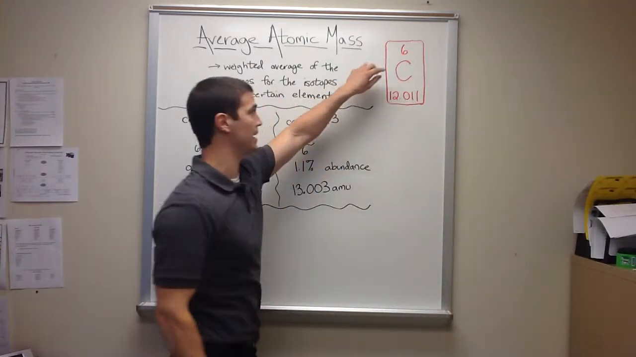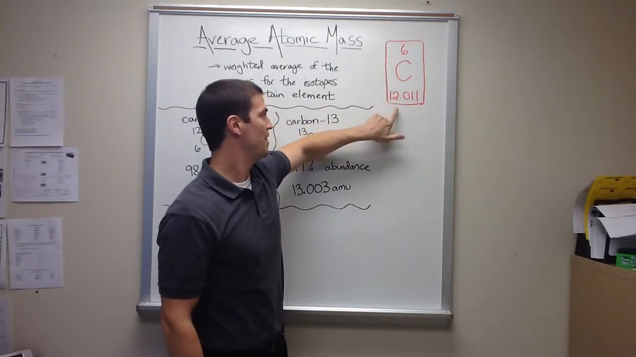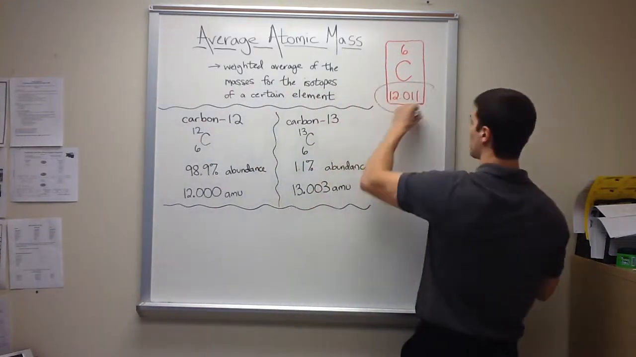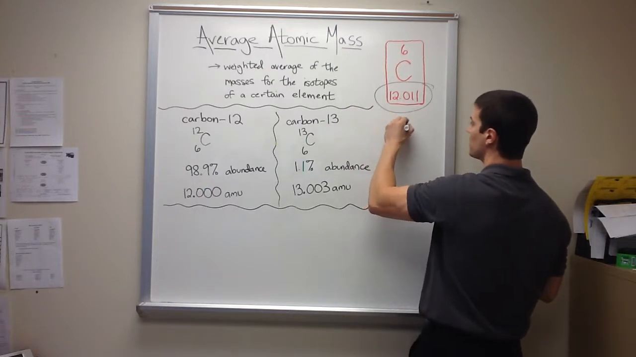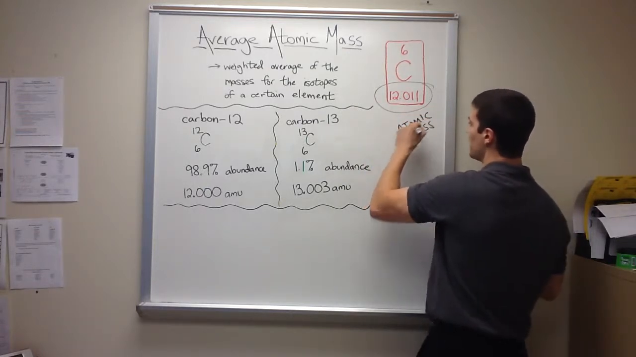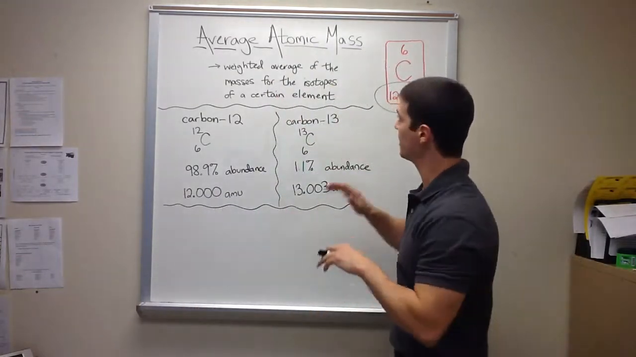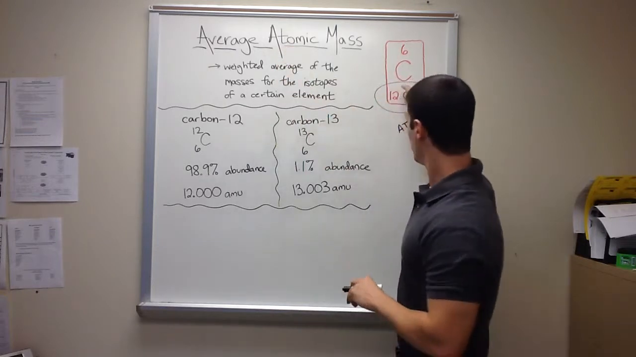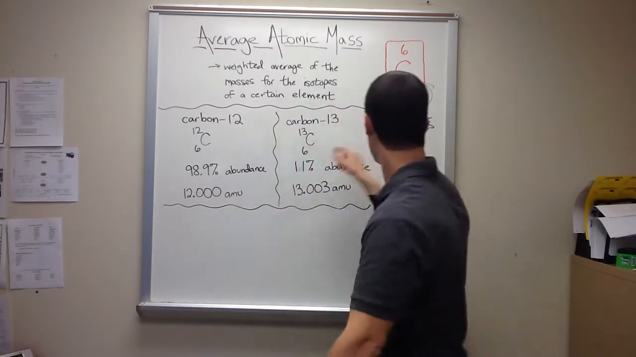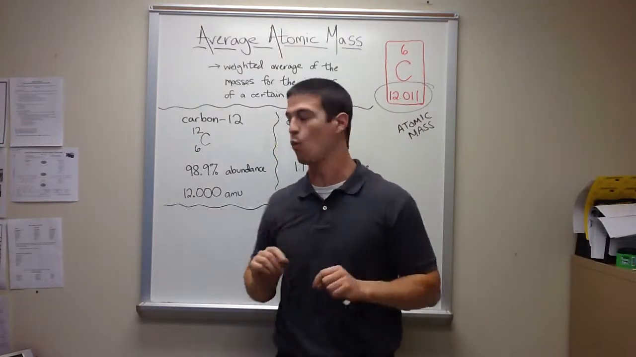So carbon on the periodic table looks like this. It's got a 6 for the atomic number, C is the element symbol, and then it's got an atomic mass, that's what this number is down here, of 12.011. Okay? This atomic mass is an average, and that's a big principle that you have to understand when you're understanding average atomic mass. No single carbon atom has a mass of 12.011 atomic mass units, not one.